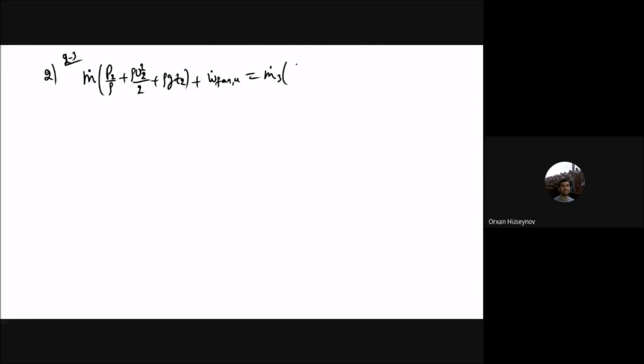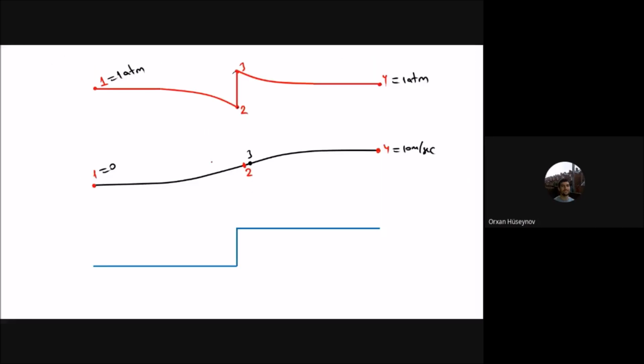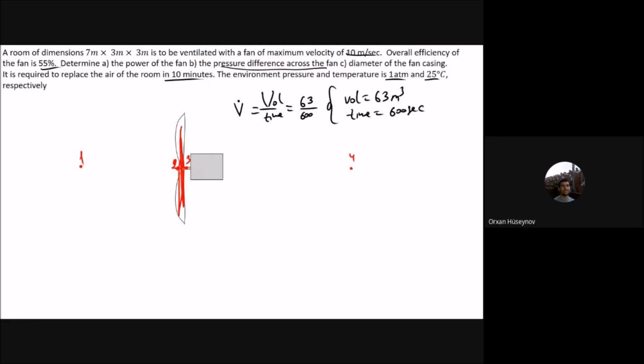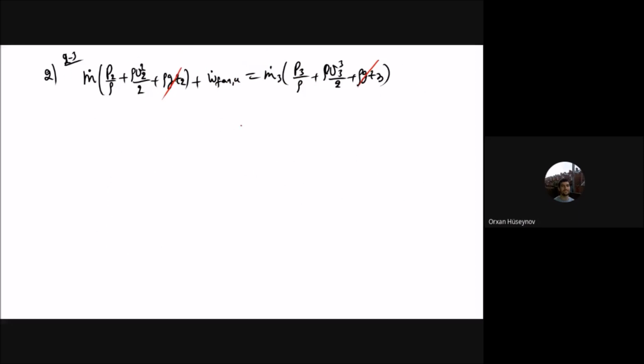This will be equal to m dot 3 multiplied with p3 divided by rho plus rho v3 squared by 2 plus rho g z3. And we have said it, the potential energy change is not important. Even if it is important for this one, we can take the points that are at the same line. Therefore, it will be at the same height.